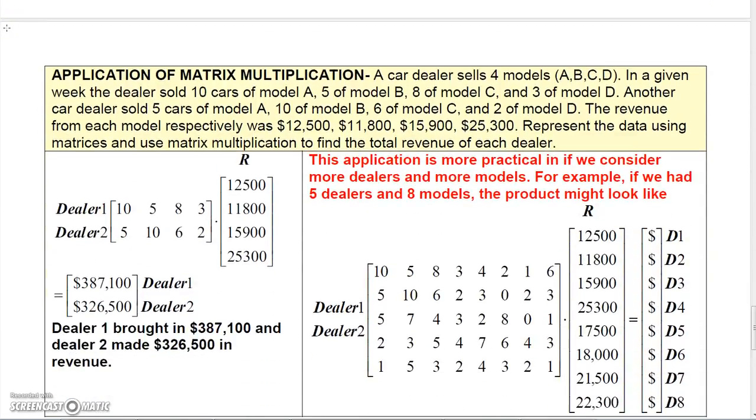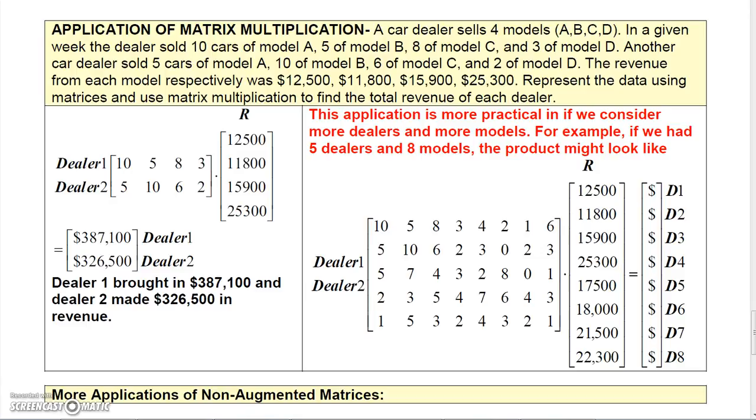All right, here's a couple more applications. Read this application here, and you can see that we've got two dealers. Dealer 1 sold this many of each type of car. Dealer 2 sold this many of each type of car. And this matrix tells you the revenue that each car brings in. If you multiply these two matrices together, it will give you the revenue that dealer 1 brought into the company, and the second row will give you the revenue that dealer 2 brought into the company.